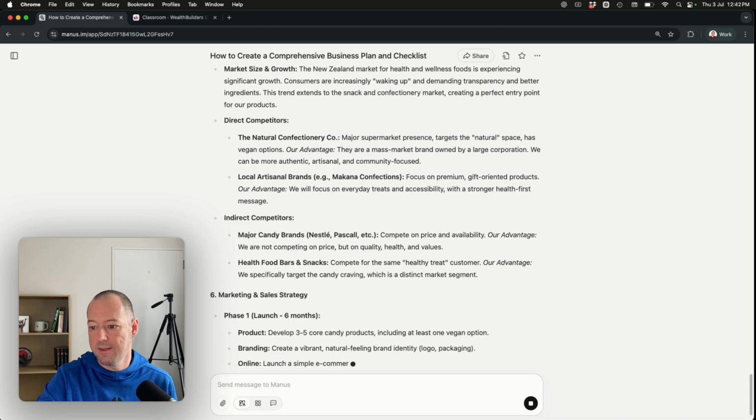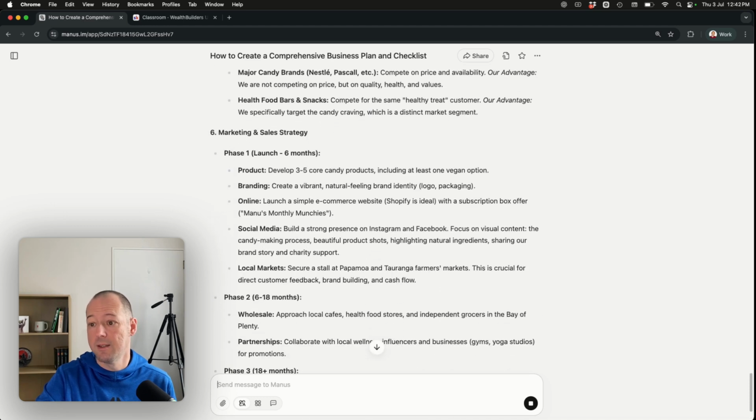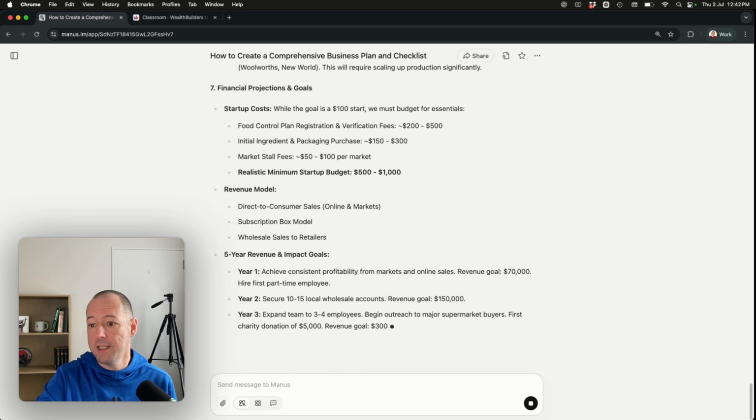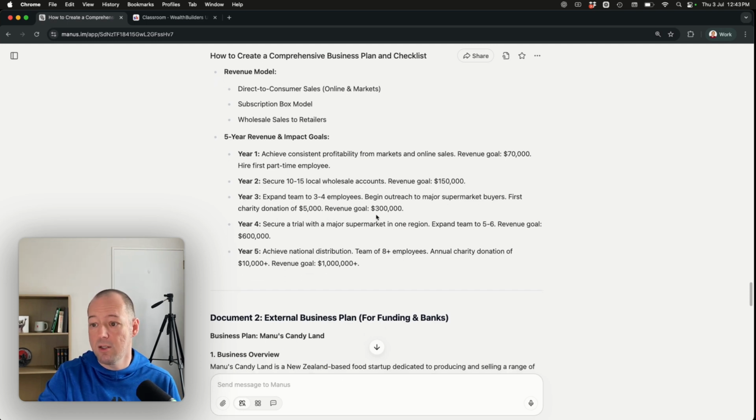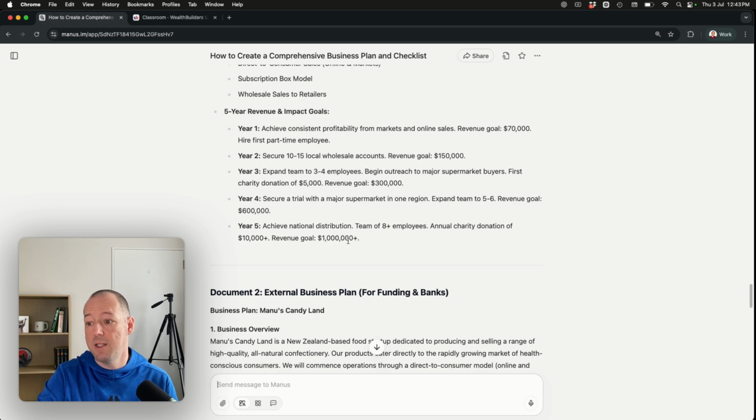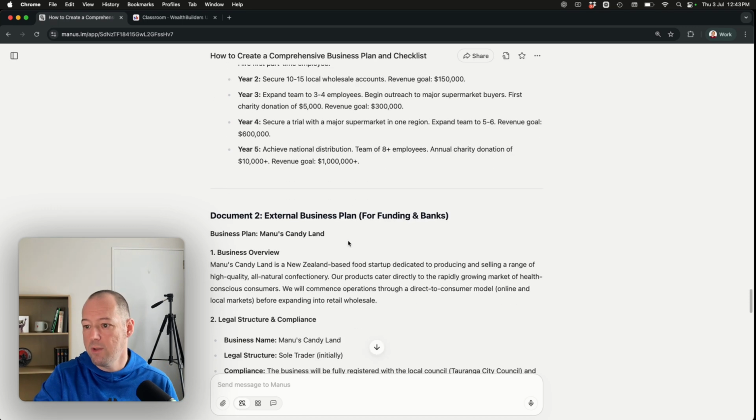This is fast. This is fast happening here. So you can see it's really, really guiding me like in real time through the whole thing. Look at this 5-year revenue impact goals. 70,000 in my first year, hire first part-time employee, then secure 10 to 15 local wholesale accounts, revenue goal 150,000, expand team, begin outreach to major supermarket buyers. Like this is amazing. $300,000, 600, and then after 5 years, I'm gonna have a $1 million business over here.